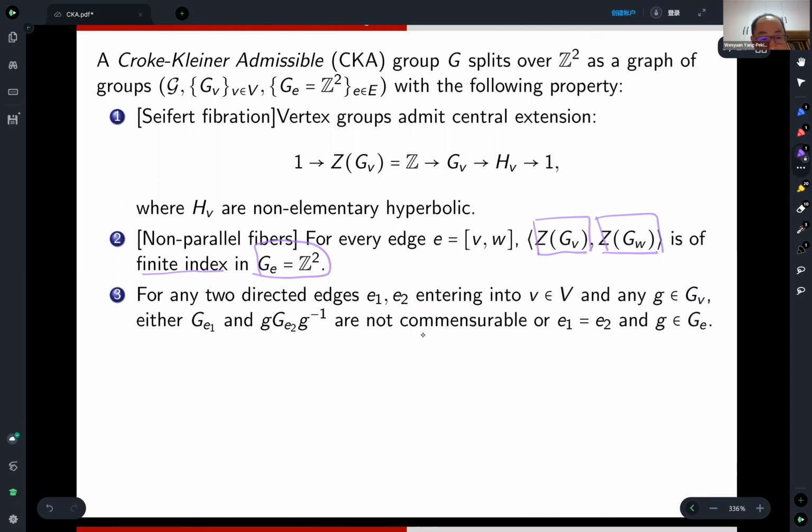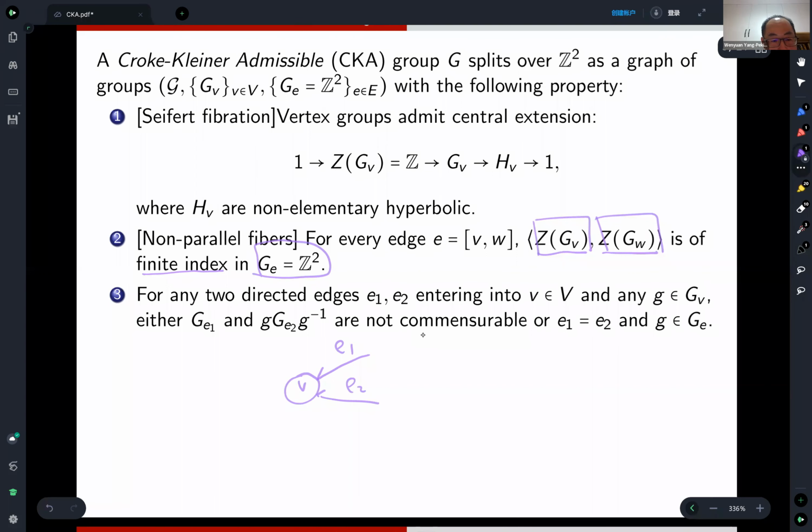So also there are other conditions. For each vertex, for any two edges, E1 and E2, we assume the edge groups are not commensurable, or if they are commensurable, then E1 and E2 are equal, the same edge. Okay, let me unfold this definition a little bit.